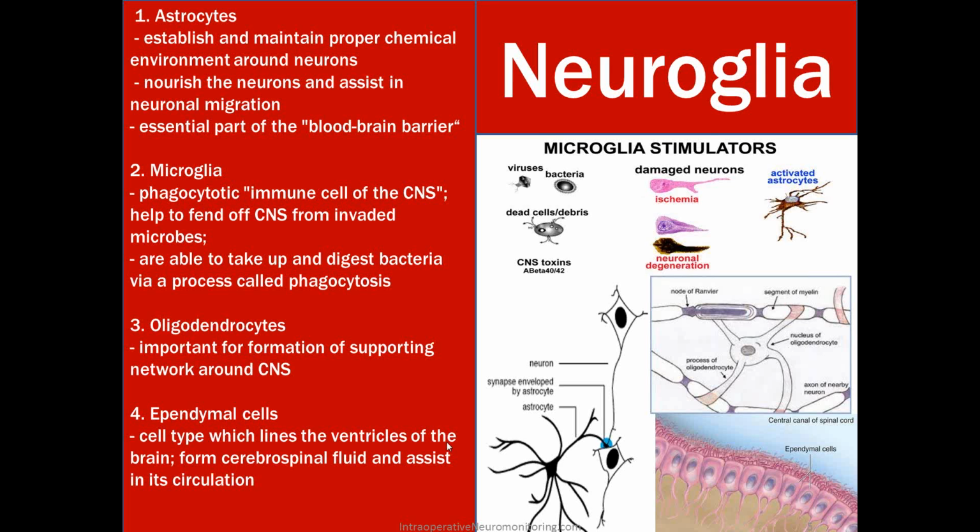The last, and probably the one out of these that would be most likely found on the CNIM, is the ependymal cells. These are cell types which line the ventricles of the brain. They form the cerebrospinal fluid and assist in circulation of it. So we have here the spinal cord, here we have the ependymal cells, and then we have the CSF fluid that helps nourish all those neuronal tissues.